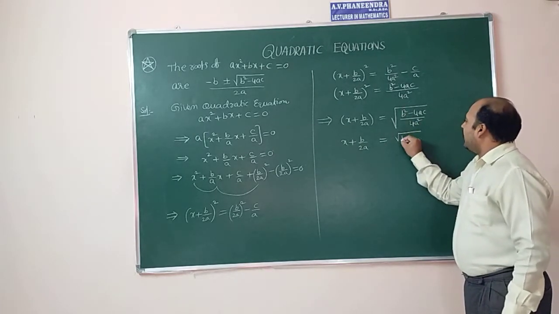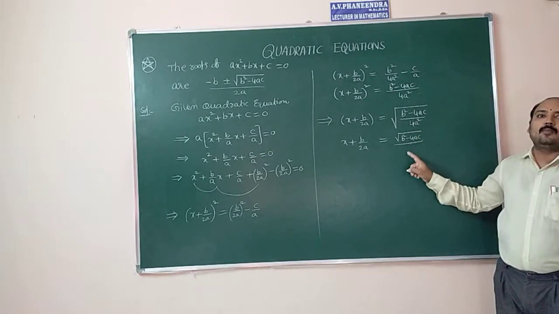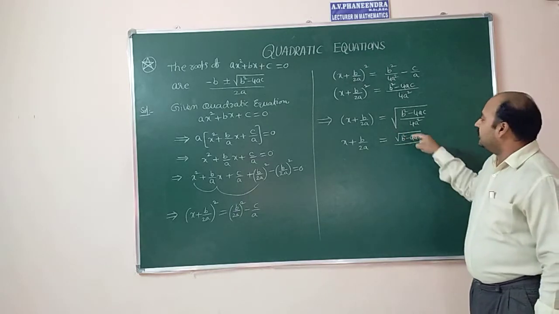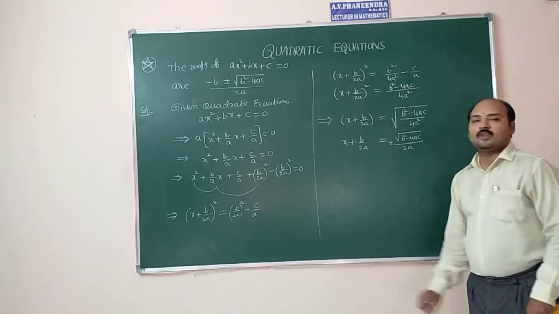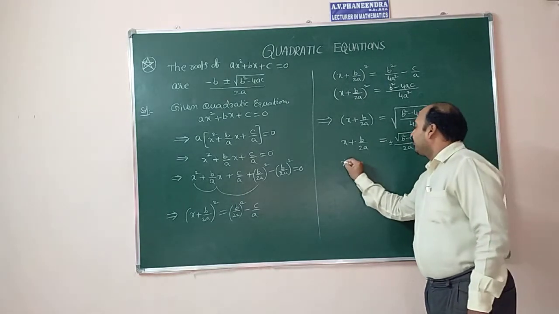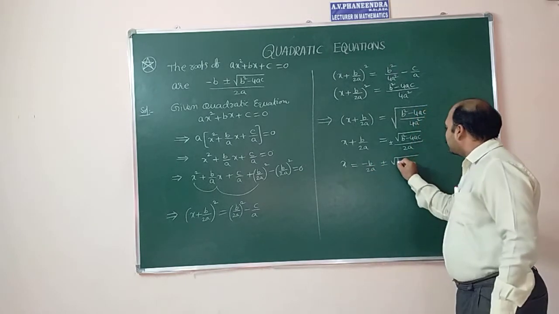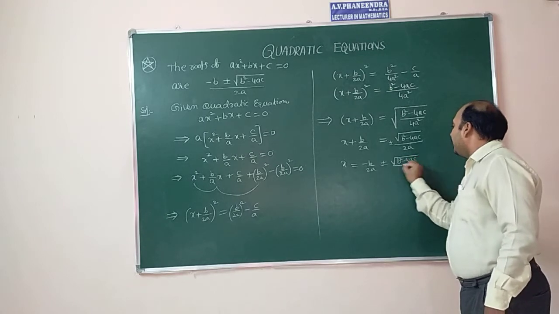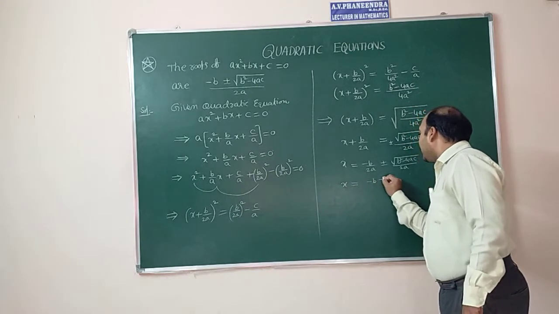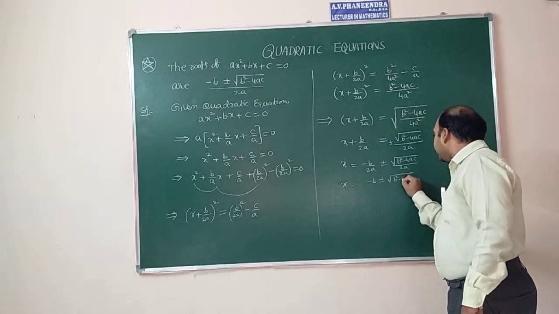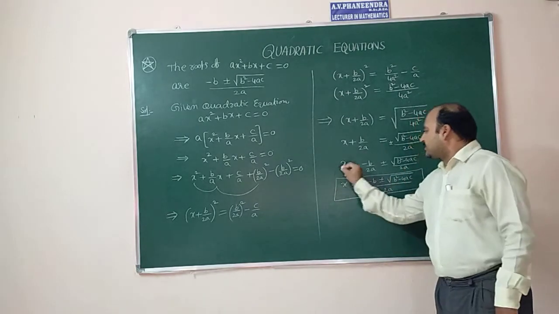Square root of b square minus 4ac divided by square root of 4a square. It will become 2a. Whenever we are writing in terms of square root, you have to write plus or minus 2a. So b by 2a we can take to the other side. X is equal to minus b by 2a plus or minus square root of b square minus 4ac divided by 2a. Take LCM. X is equal to minus b plus or minus root of b square minus 4ac divided by 2a.